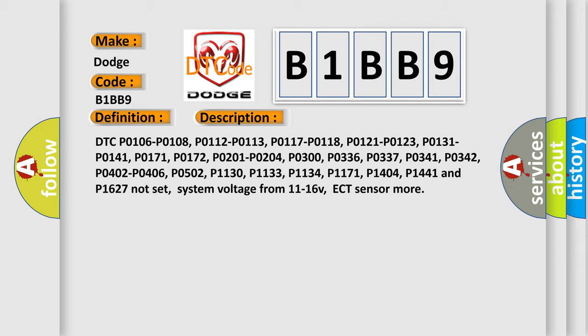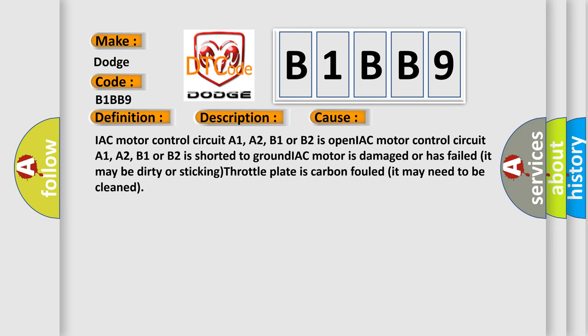This diagnostic error occurs most often in these cases: IAC motor control circuit A1, A2, B1 or B2 is open. IAC motor control circuit A1, A2, B1 or B2 is shorted to ground. IAC motor is damaged or has failed. It may be dirty or sticking. Throttle plate is carbon fouled. It may need to be cleaned.